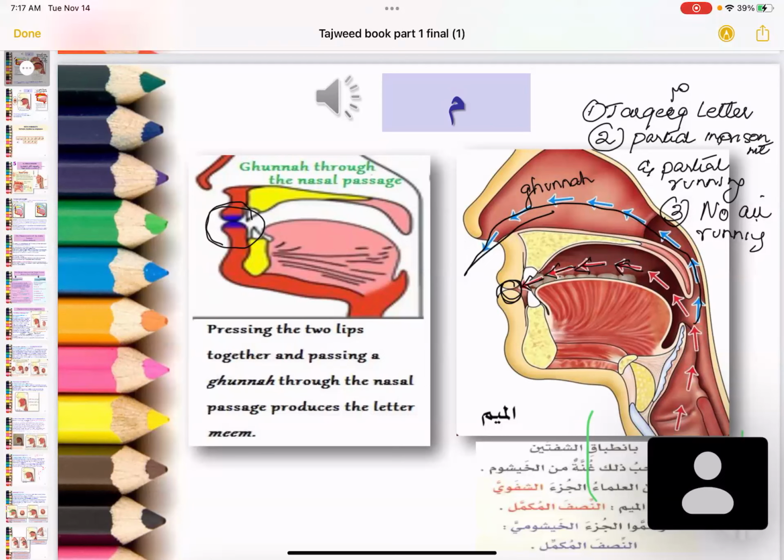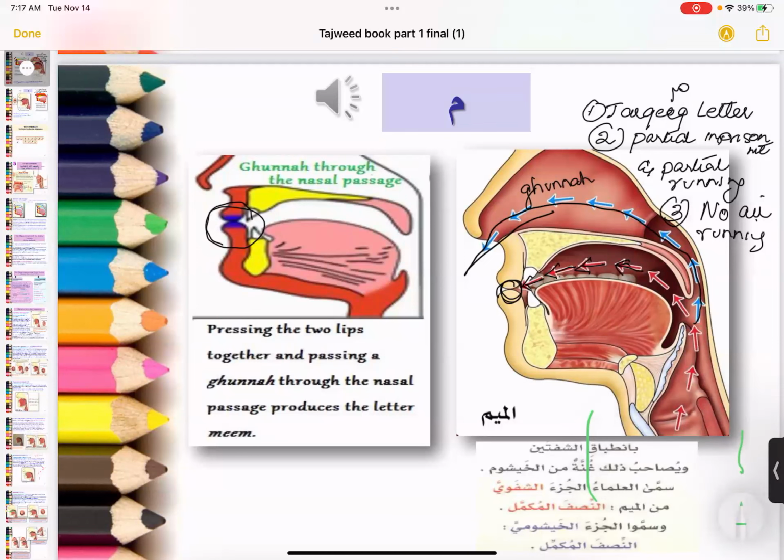shut off. If you look at the diagram on the right, you will see where the sound is shut. I'm highlighting it in green here. The sound is shut at the lips. That is, the sound is imprisoned at the lips. The sound cannot escape from the lips. But the sound also travels. And how does it travel? It travels out through the nose.